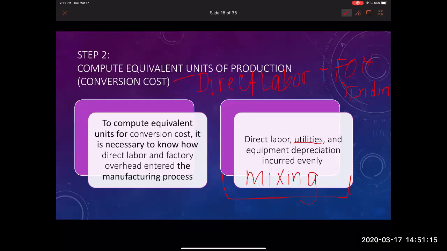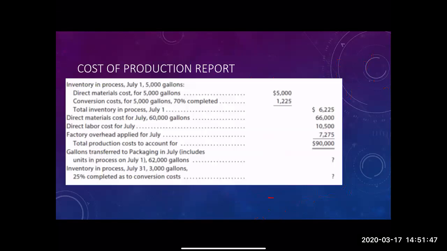When you were watching the video, it took us 5 minutes to make ice cream. But during that 5 minutes, the guy was shaking the ice cream, so that required direct labor. And he was also using utilities. So throughout that 5 minutes, all of the direct labor was being applied evenly throughout the process. Now we're going to take that same concept and apply it to what we have here.